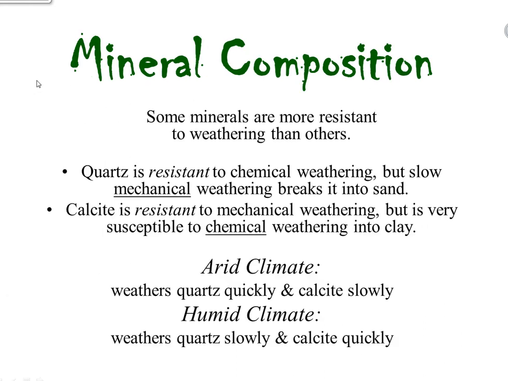Mineral composition is also important. For instance, quartz, sand, glass. It's resistant to chemical weathering. That's why we use glass bottles to hold our acid. But mechanical weathering breaks it into sand. Anybody who's ever broken a glass knows that it breaks pretty easily. Calcite, though, is pretty strong. It doesn't break very easily. But, as we've seen from the marble statue and cement, chemical weathering turns it into clay.